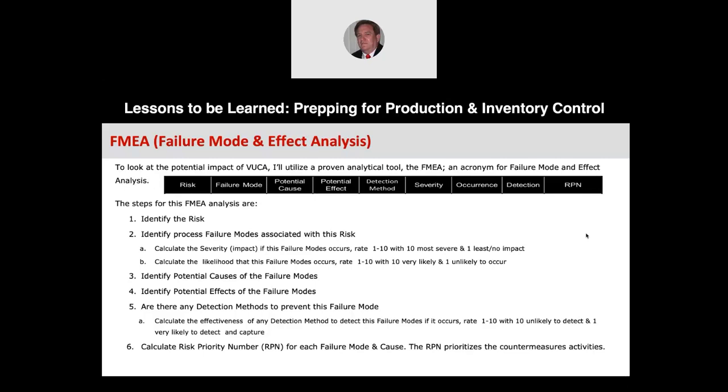And then you calculate the risk priority number, the RPN, and the risk priority number just prioritizes where you need to focus your attention for the countermeasures. So RPN is just the severity rating times the... typo error here. So the RPN should be the severity rating times the occurrence rating times the detection rating.